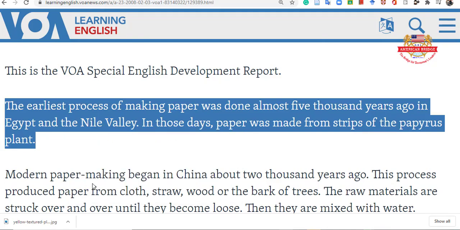The earliest process of making paper was done almost 5,000 years ago in Egypt and the Nile Valley. In those days, paper was made from strips of the papyrus plant.